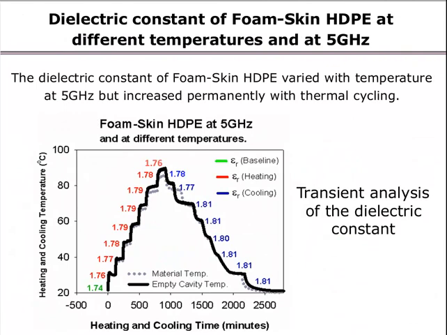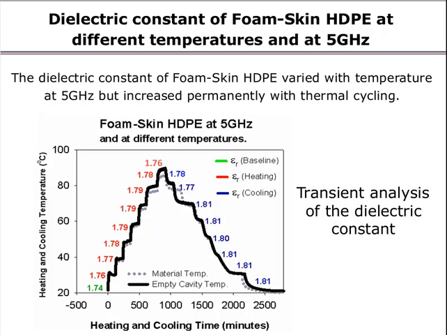We also studied the dielectric constant of the Foamed-Skin high-density polyethylene at room temperature up to 90 degrees C, and from 90 degrees C back to room temperature with a step of 10 degrees C. The transient analysis of the dielectric constant across the temperature range and at 5 gigahertz is shown on this slide. As can be seen on the bottom right of the figure, the 1.74 in green color was the dielectric constant obtained before the heating of the sample began.